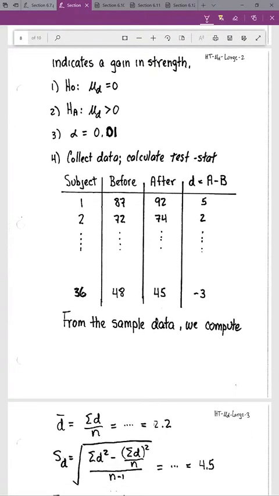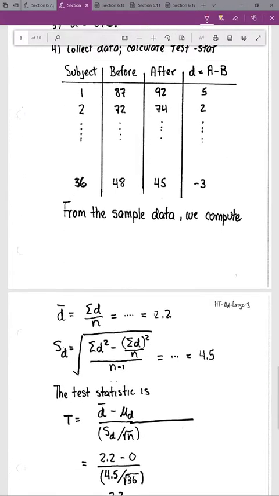Using our steps to test our hypothesis, step 1, our null hypothesis would be mu D equal to 0. This would indicate there's no change in strength. Step 2, our alternative hypothesis would be mu D is greater than 0. We would have a significant change in strength, increase, hopefully. Step 3, we're going to have alpha equal to 0.01. Step 4, calculate our data and calculate our test statistic.